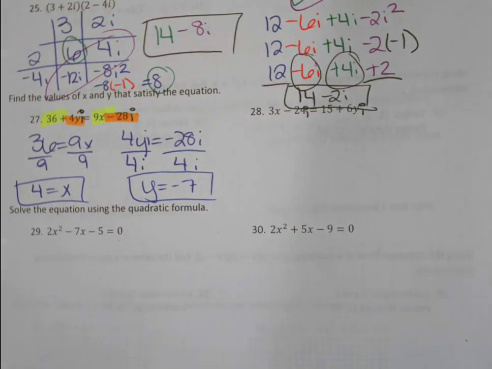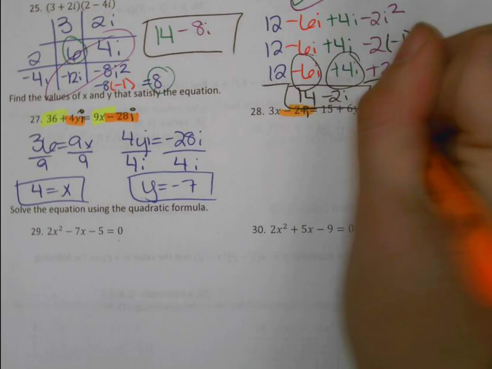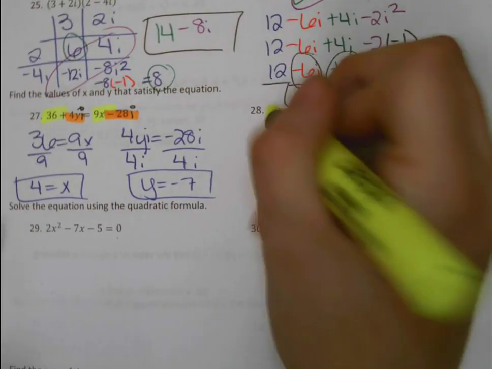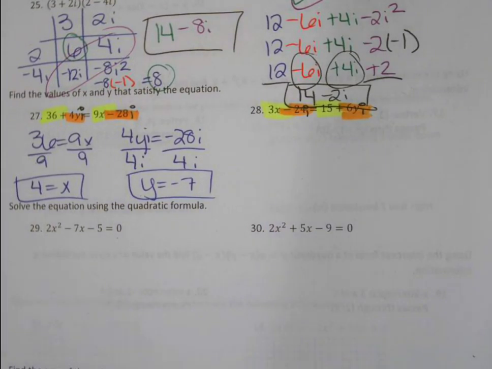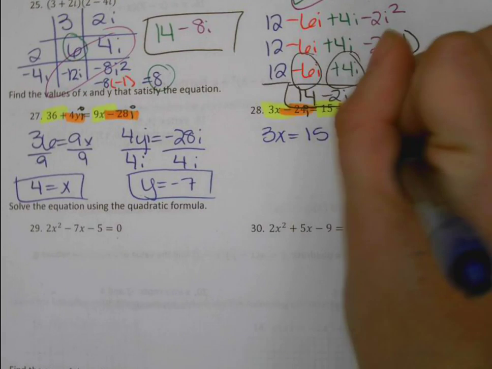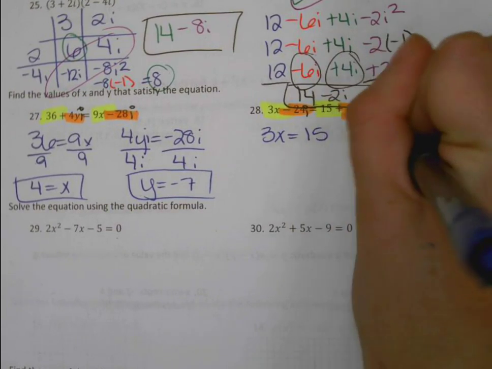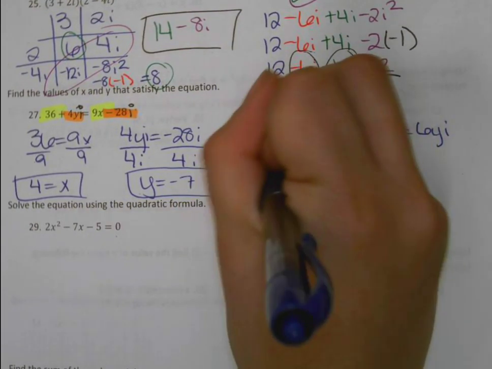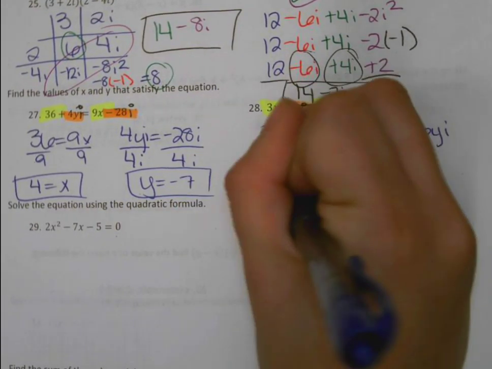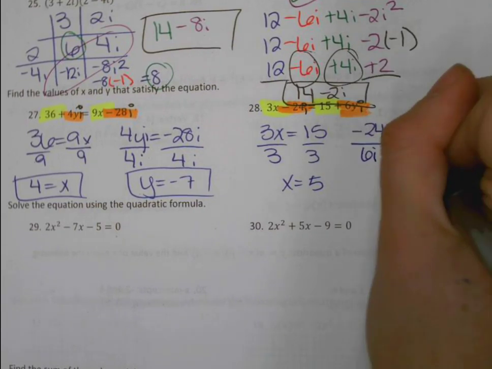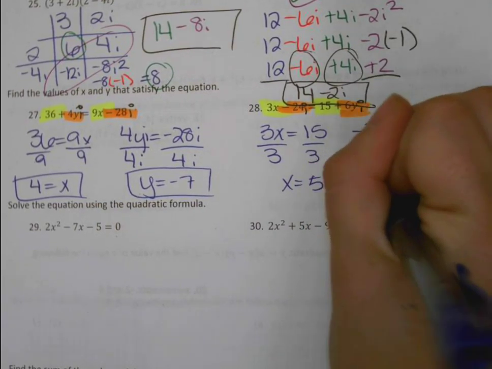So then I'm going to do the same thing for number 28. I'm going to set 3x and 15 equal to each other, and negative 24i equal to 6yi. On the first one, I'm going to divide by 3. I get x equals 5. On the second one, I want to divide by 6i. I get y equals negative 4.